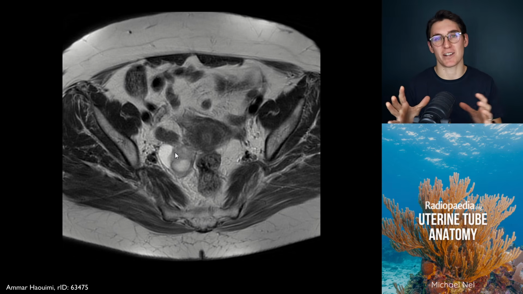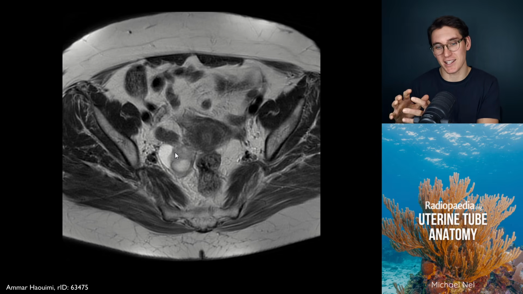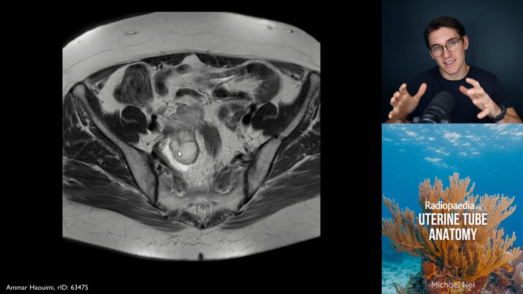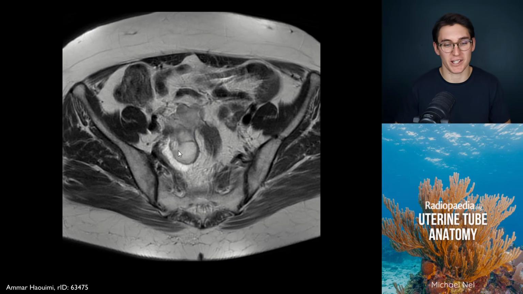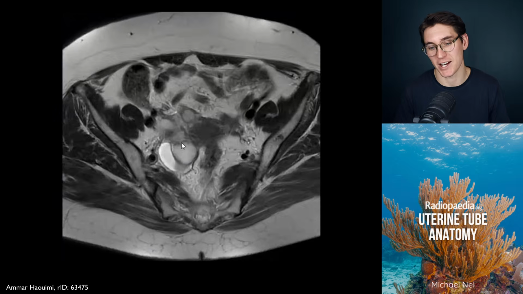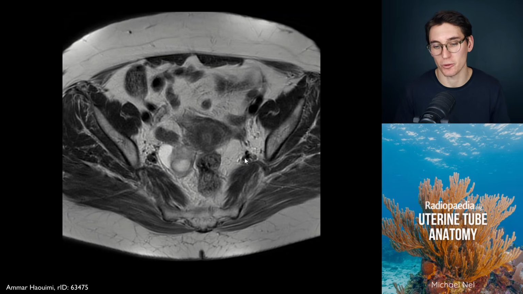And we can distinguish that from a hydrosalpinx, which is a tube filled with fluid, because of the thicker walls here, the inflammatory changes around the tube, the rim enhancement that we get when we give contrast, and the diffusion restriction. This is the case where you can see the uterine tube on the right-hand side here. The left-hand side, the tube is normal and we can't see it. So we're going to leave it there.